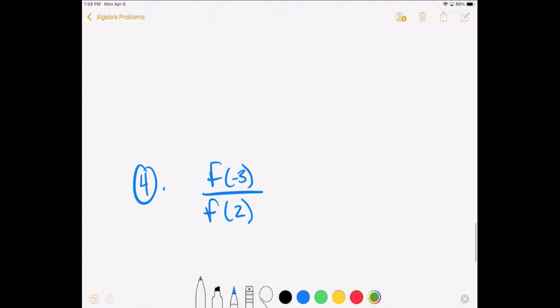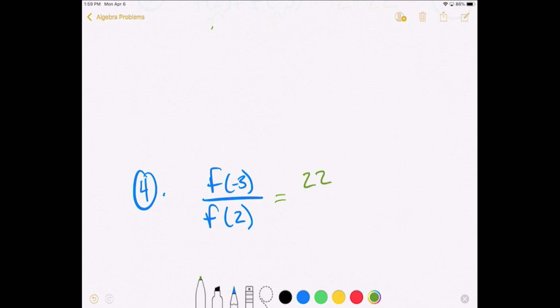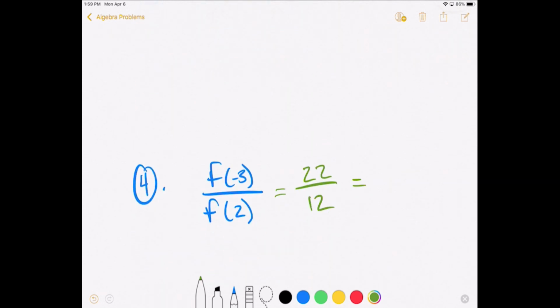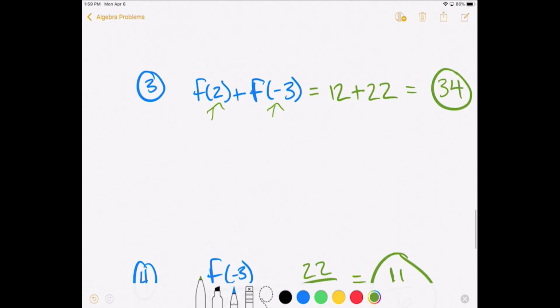Same thing with number 4. I want you to do f of -3 divided by f of 2. Well, you already know f of -3 is 22. You already know f of 2 is 12. So when I reduce that, I get 11 over 6. Okay, so again, function notation, pretty simple. Whatever's in the parenthesis is what you're going to go plug in for the variable in the equation.